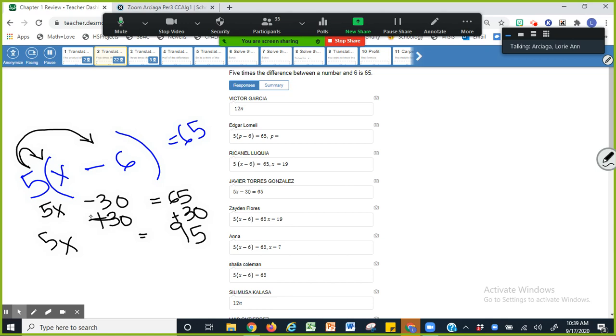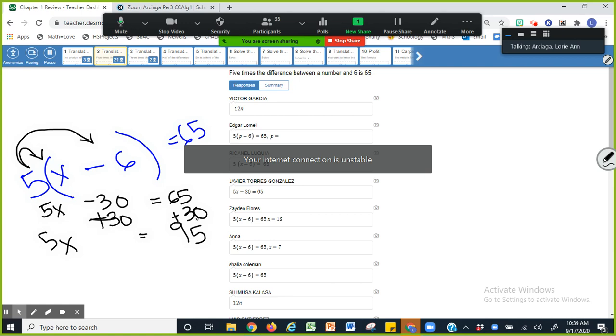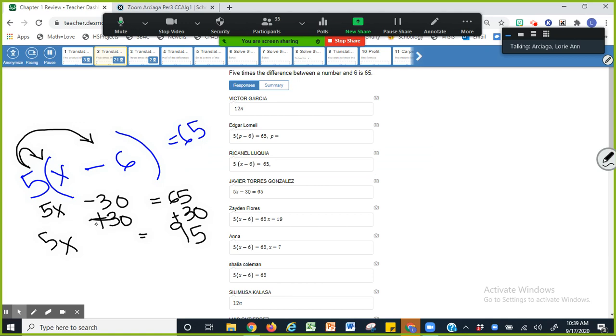But remember, when you undo it from the left hand side, you're going to do the opposite. Oh, my internet connection is unstable. Okay, so you add 30 to the other side. So now you're going to divide 95 by 5. So x is equal to, okay, there's 1, 5, and 9. And then that's going to be x is equal to 19. There you go. All right.